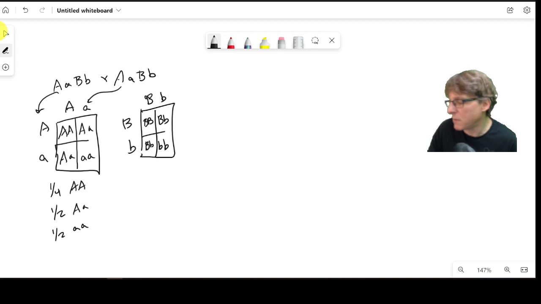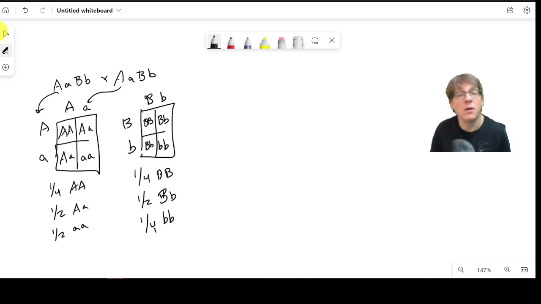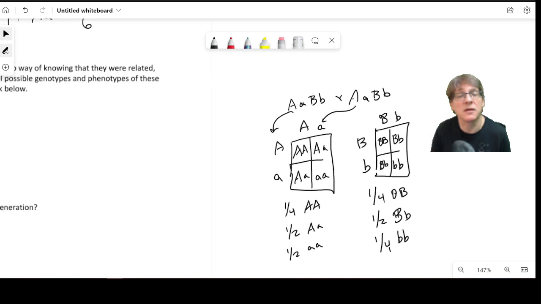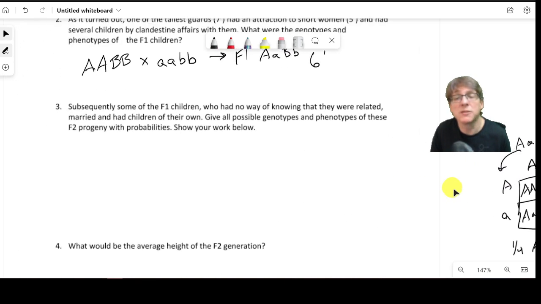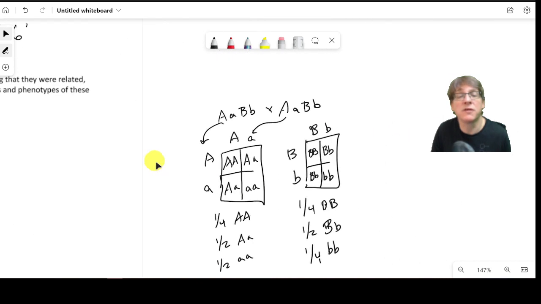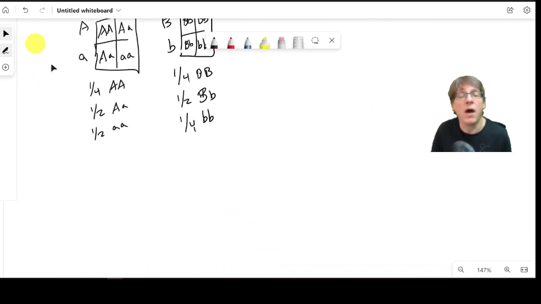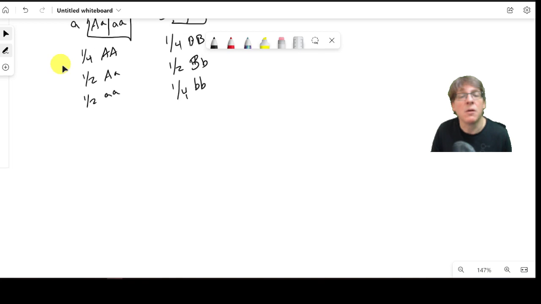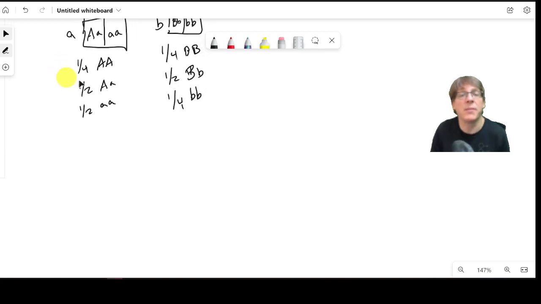So we have 1/4 capital B, 1/2 capital B, lowercase b, and 1/4 lowercase b. Okay, so now if we want to remind ourselves what the problem is asking: give all possible genotypes and phenotypes for the F2 progeny. So now what we need to figure out is what are the different combinations we can get.